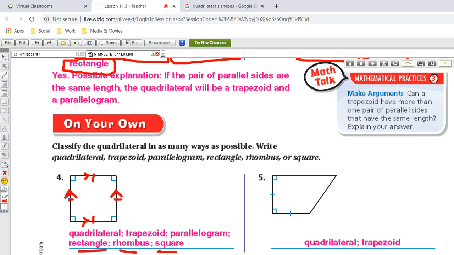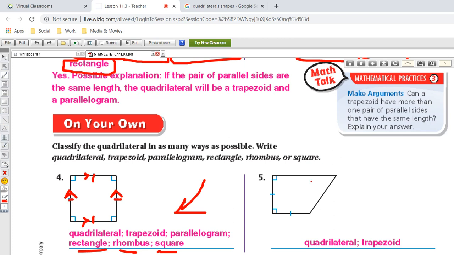So if we have a square, you have to write all the shapes, the quadrilaterals, that we have studied in this lesson. If we have a square. Okay, the next one.